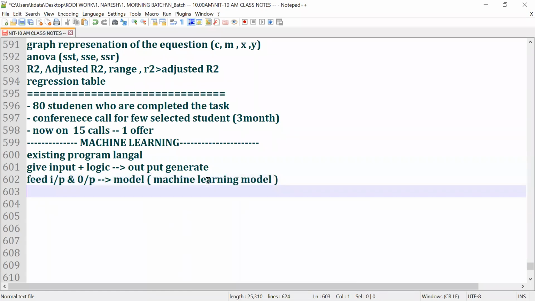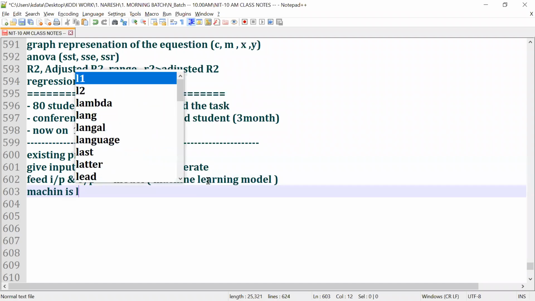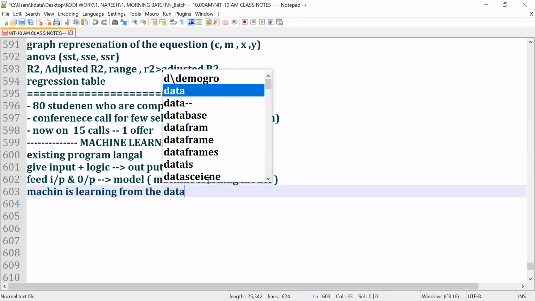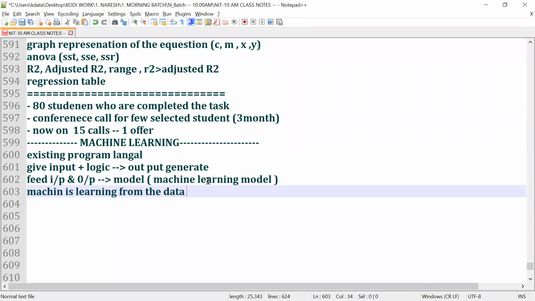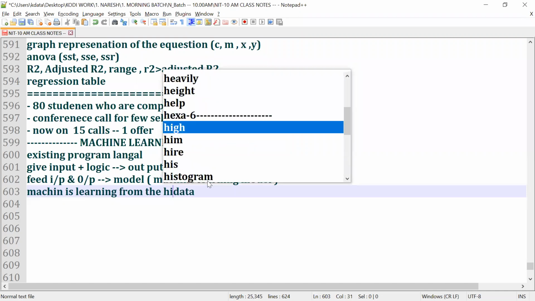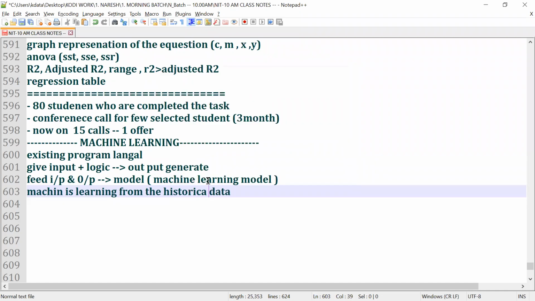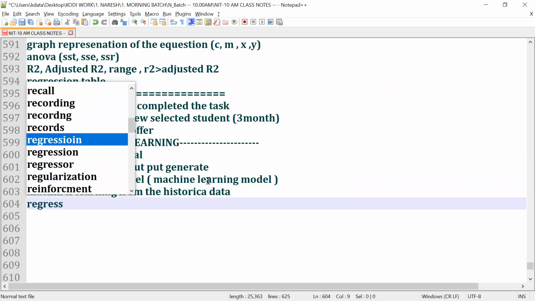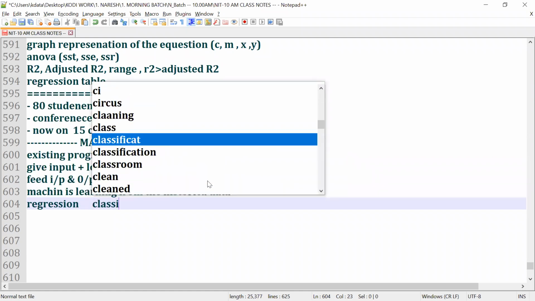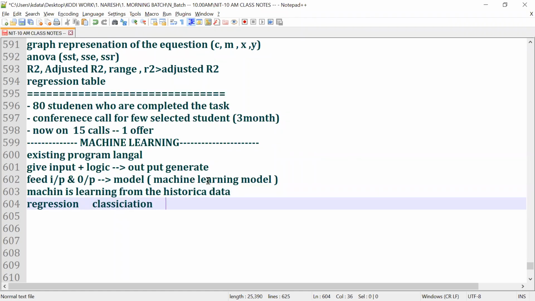So what exactly do we mean by machine learning, guys? The machine is learning from the data, right? Machine is learning from which data? Historical data. The data again is split into three parts. One is regression, one is classification, and one is clustering.